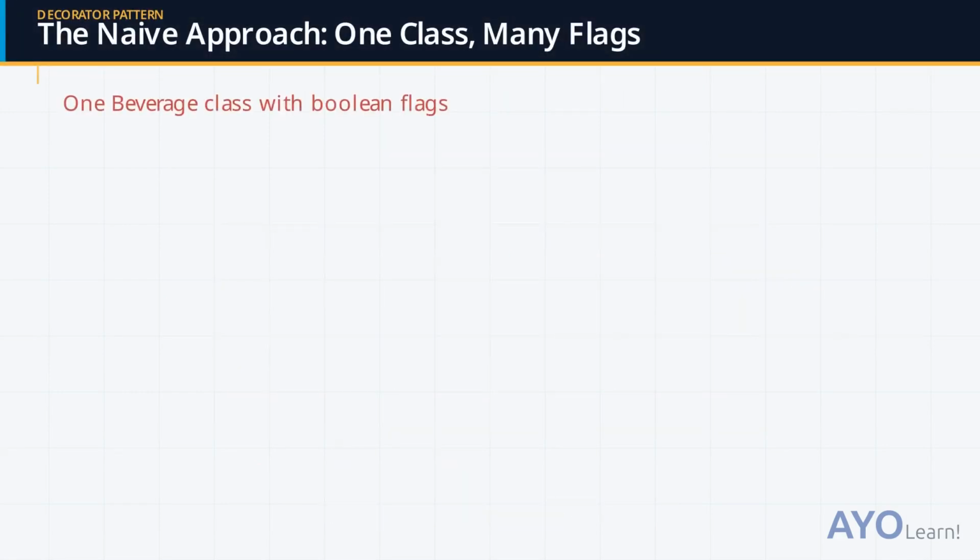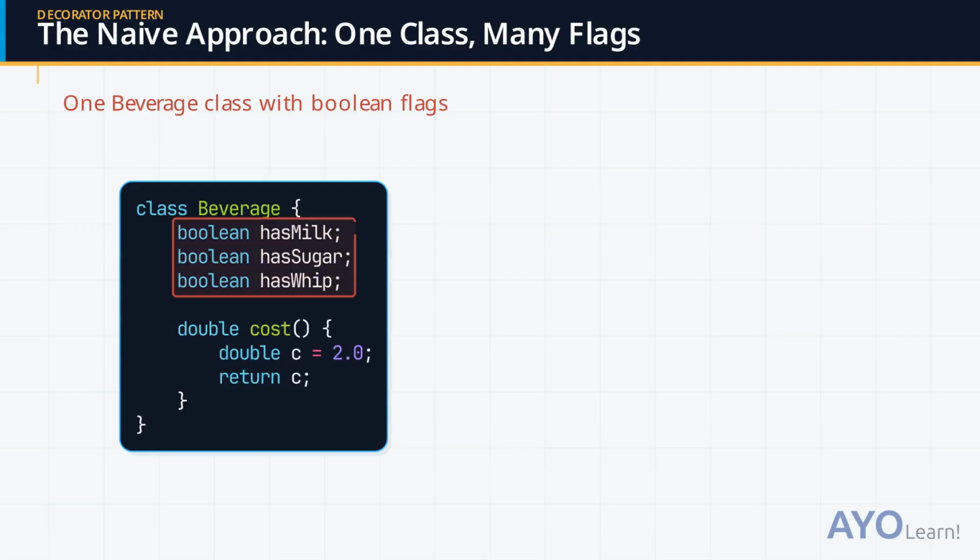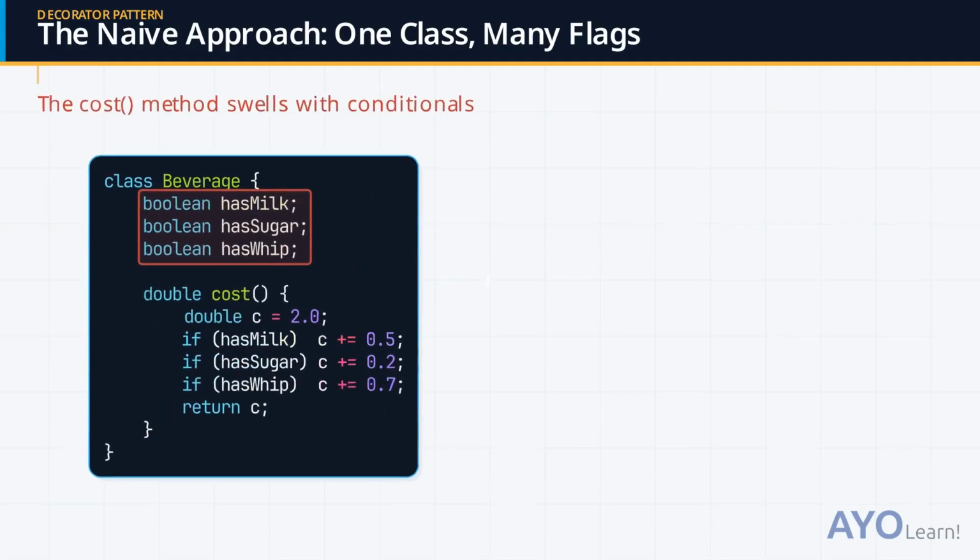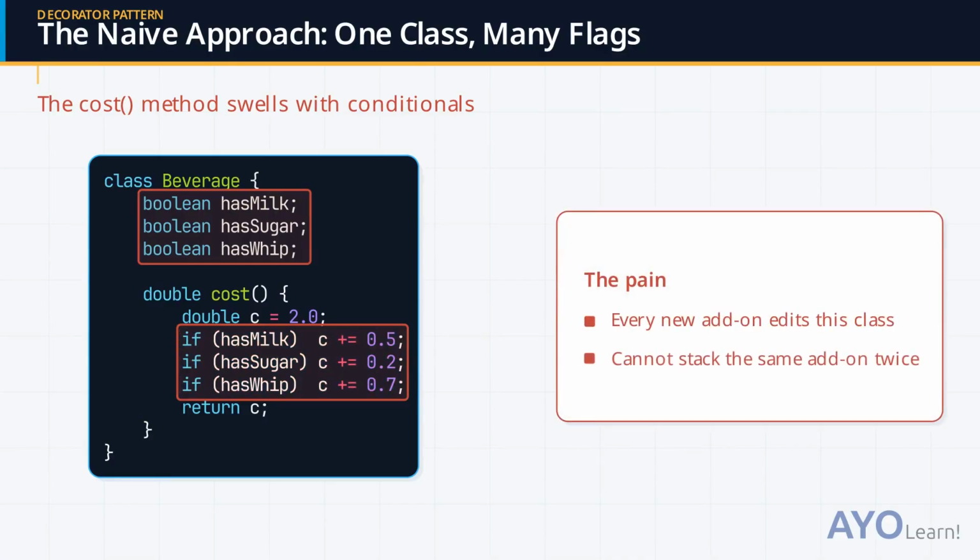What if we replace every subclass with a single beverage class? Just add boolean flags: hasMilk, hasSugar, hasWhip. The cost method fills with conditionals, adding a little for each active flag. But watch it swell. Every new add-on edits this shared class, and customers can't stack the same add-on twice.